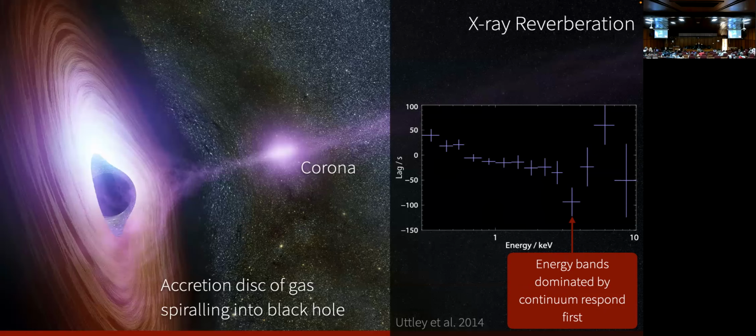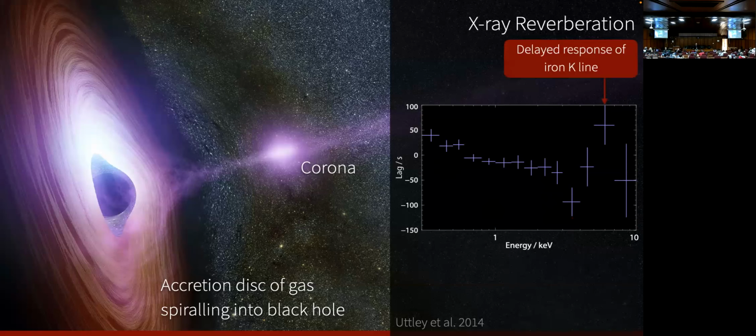But then the energy bands in our spectrum that have the iron K line and the soft excess, because of that additional light travel time to the disk, the iron K line is delayed, and so is the soft excess. These photons tend to arrive later than those coming straight to us from the corona.